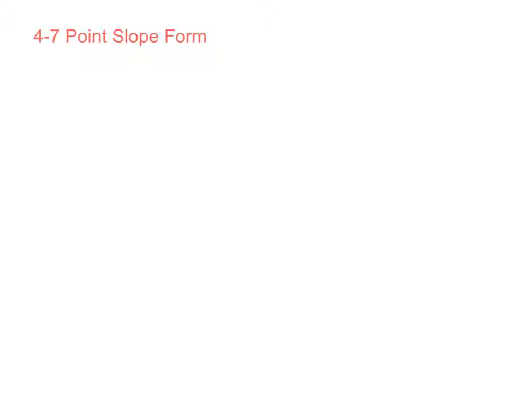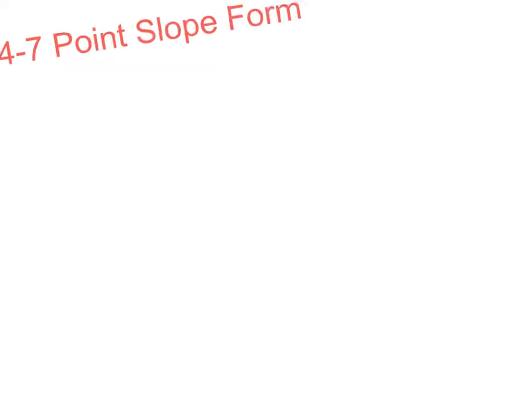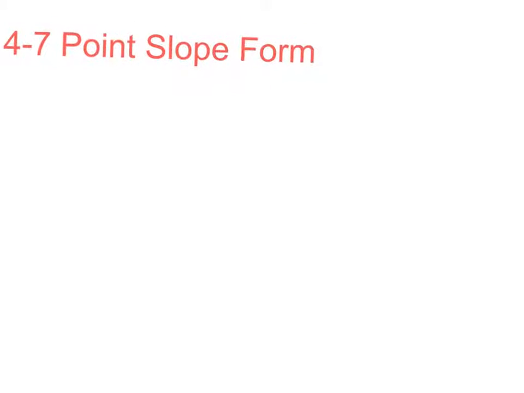Okay, so 4-7 is point slope form, which means that we need a point, which would look like x comma y, and the slope, which would be abbreviated with m. Those are the two things we need to be able to write something in point slope form.